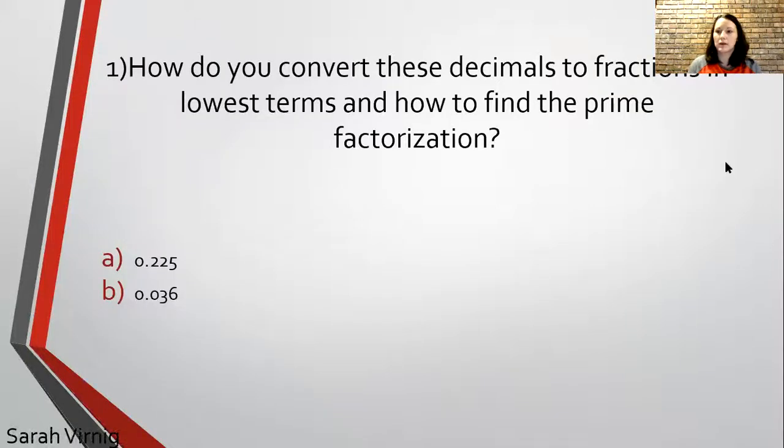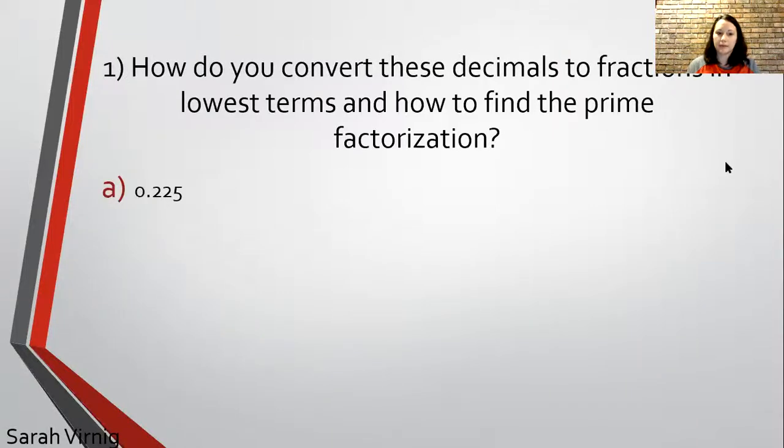Okay, so we're going to go over our 6 homework questions that we had. Our first one is, how do you convert these decimals to fractions in lowest terms, and how to find the prime factorization? Our first number is 0.225, and our second number is 0.036. So let's start with A.